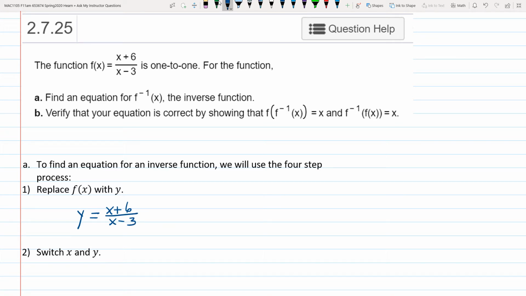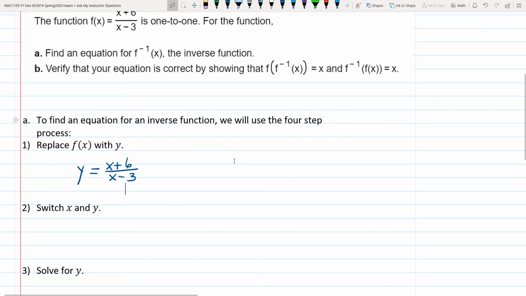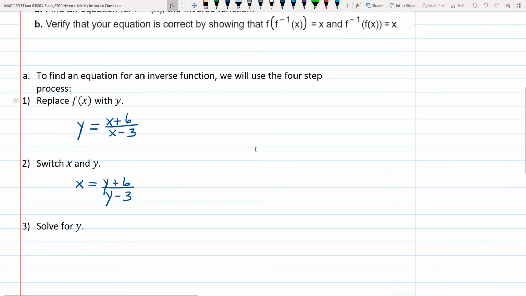Now, this is our original function, just in a different notation. What we would like is the function where all the x and y's are switched, so we're going to do exactly that. Wherever we have a y, we're going to put an x. Wherever we have an x, we're going to put a y. So we get x equals (y + 6) over (y - 3). Now here's the tricky part of this problem. How do you solve for y?